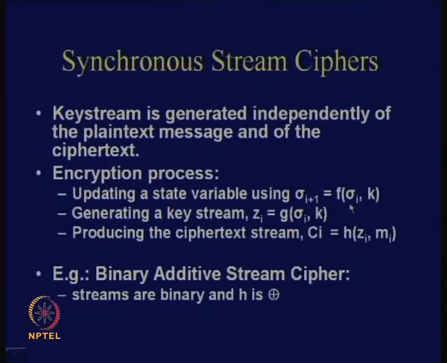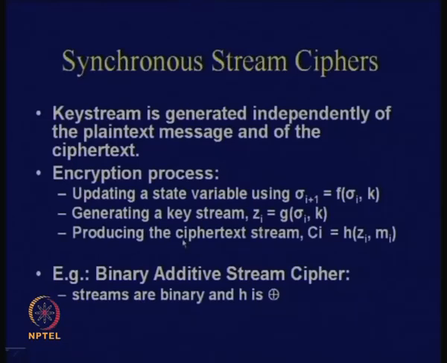Remember that the functions f, g and h are all known in the public domain. So what is secret? Only this key value k is secret. We start with an initial vector. In order to start, you require a sigma_0, and this sigma_0 is commonly known as the IV, or the initialization vector. We start with an IV and keep repeating this process, updating the state variables. Then, based upon sigma_i and this k value, we generate z_i, which denotes the key stream.